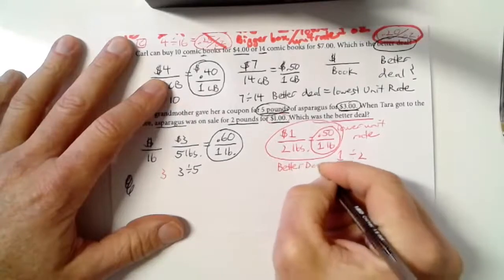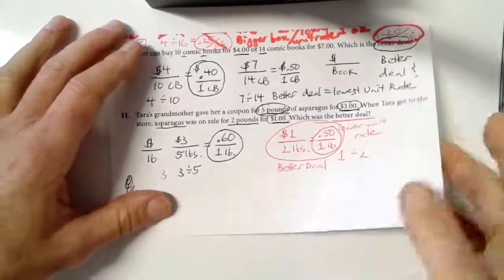Work is shown, unit rates are correct, labels are on there, and everything is good. We have our answer key.